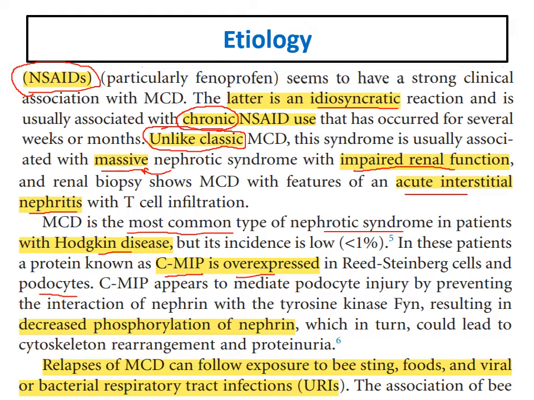This protein will cause decreased phosphorylation of nephrin. Nephrin is a protein that's present in the slit diaphragm. This decreased phosphorylation of nephrin will lead to cytoskeleton rearrangement and proteinuria.